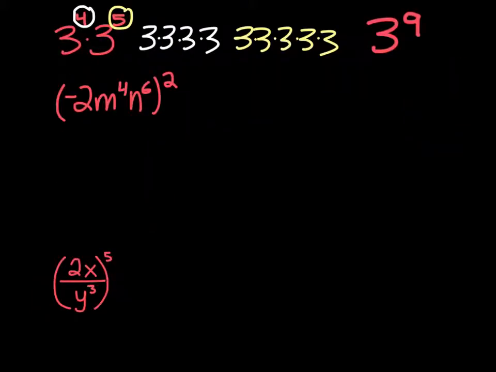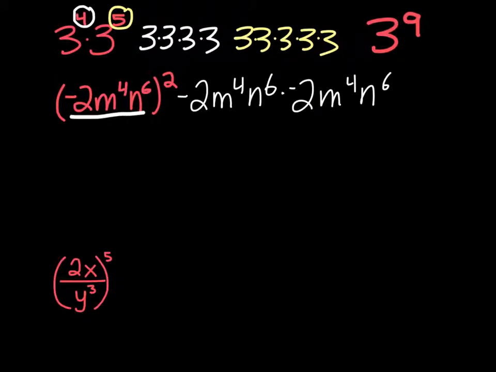The next example is negative 2 m to the 4th n to the 6th, to the power of 2. This means that I have 2 groups of this entire expression. Negative 2 times m to the 4th times n to the 6th times negative 2 times m to the 4th times n to the 6th. Now we could write this out as negative 2 times m times m times m times m times n times n times n times n times n times n, and do that whole thing again, but we've already learned a pattern like our first example.